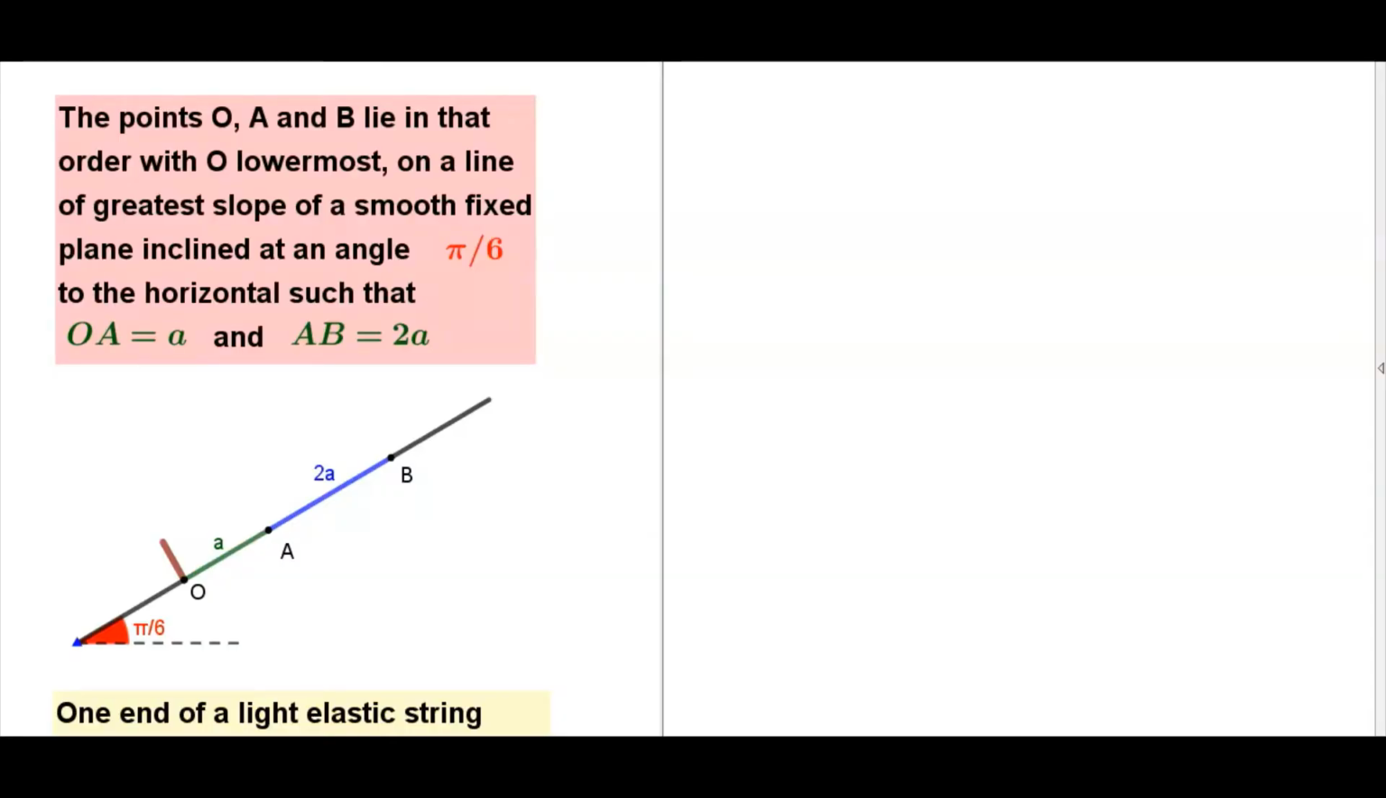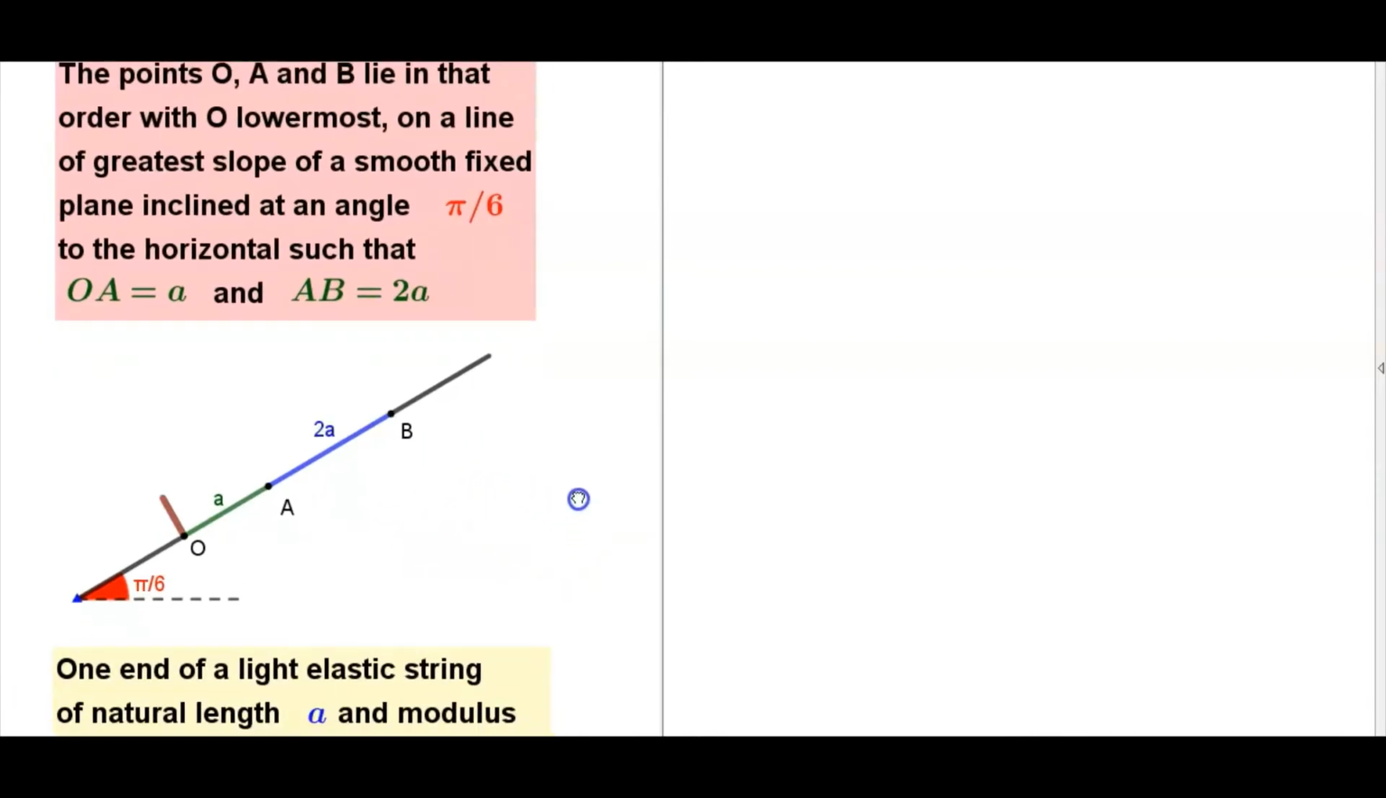2019 August, simple harmonic motion. The points O, A and B lie in that order, with O lowermost on a line of greatest slope of a smooth fixed plane inclined at an angle pi by 6 to the horizontal, such that OA is equal to a and AB is equal to a.